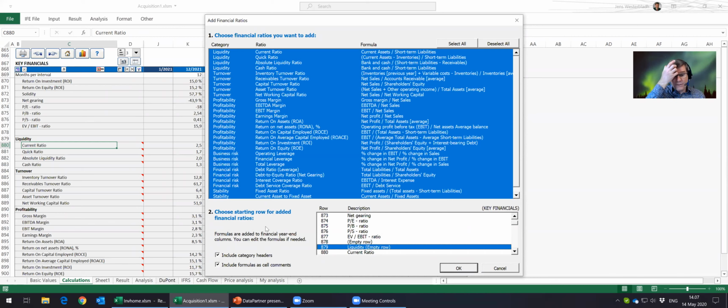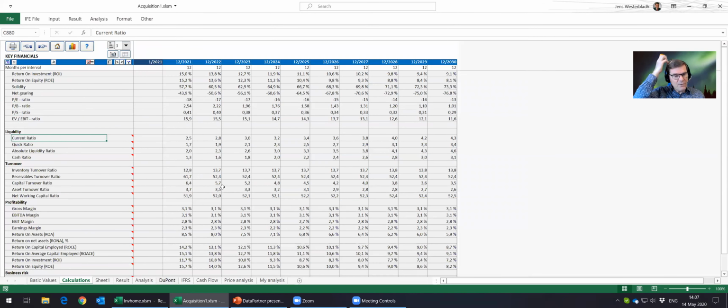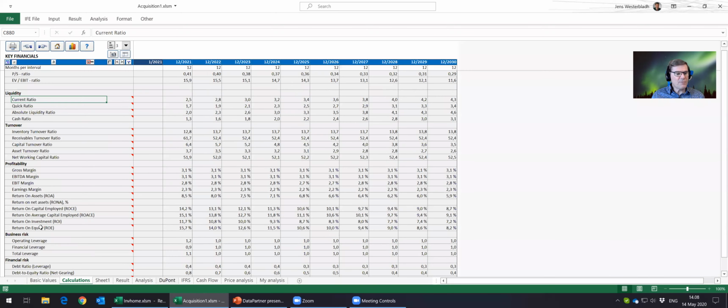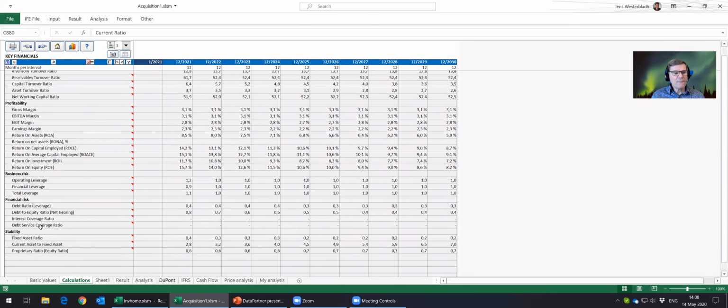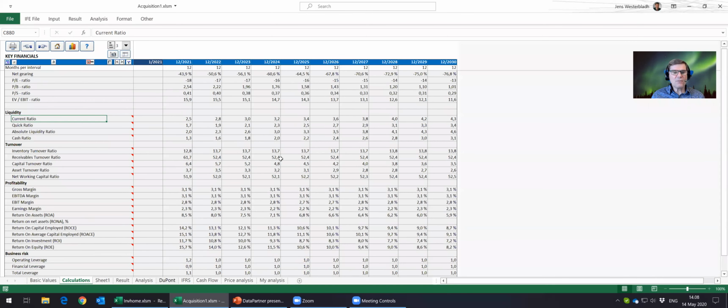And these are of course important in the evaluation of a business, because with this you can assess the health of the company. You can compare to other similar companies. Also, if you know of some listed companies or transactions, then you can compare ratios to set a correct valuation on this company. But here are the liquidity ratios, normal ones, some turnover ratios, some profitability ratios, business risk ratios, financial risk ratios, and stability ratios. And of course, these are all calculated per year.